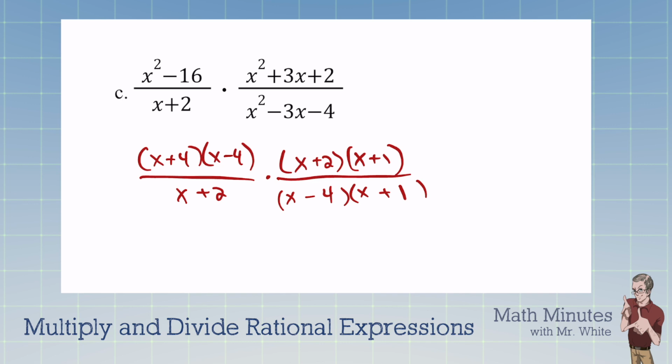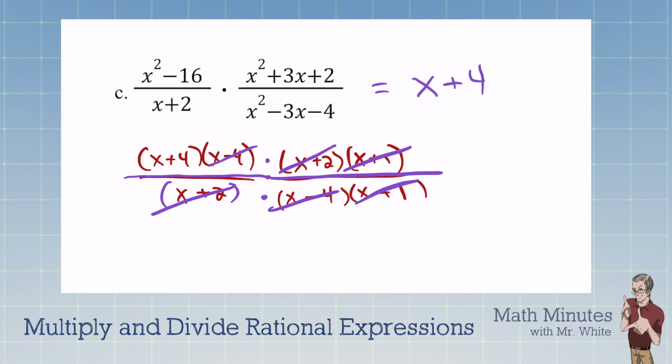We cancel anything that appears on the top and bottom because, once again, since we're multiplying, this is really just one giant fraction. And as we saw in the last section, we can cancel factors that match. So x plus 1, x plus 1, x minus 4, x minus 4. Oh my, wow. Another one, x plus 2 and x plus 2. So this entire mess simplifies to x plus 4. How cool is that? That is amazing, Mr. White, isn't it? It is really exciting when that works out so simply like that.